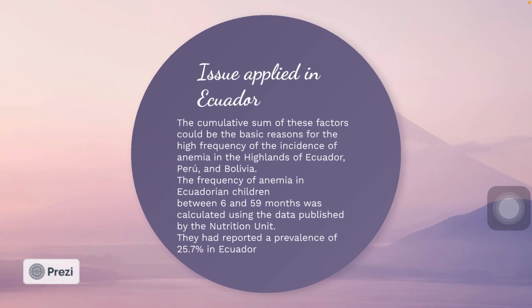Issue applied in Ecuador. The cumulative sum of these factors could be the basic reasons for the high frequency of the incidence of anemia in the highlands of Ecuador, Peru, and Bolivia. The frequency of anemia in Ecuadorian children between 6 and 59 months was calculated using the data published by the Nutrition Unit. They had reported a prevalence of 25.7% in Ecuador.